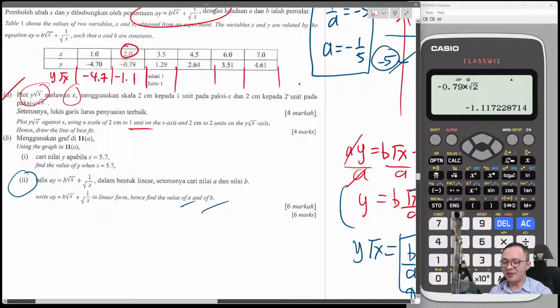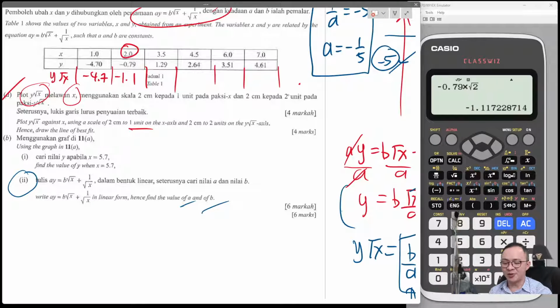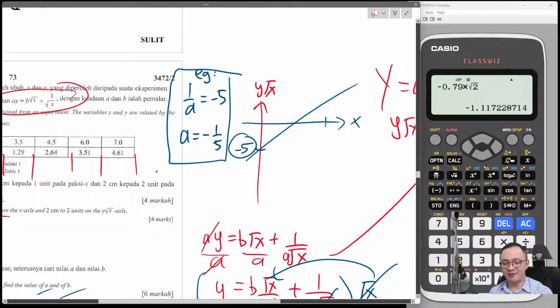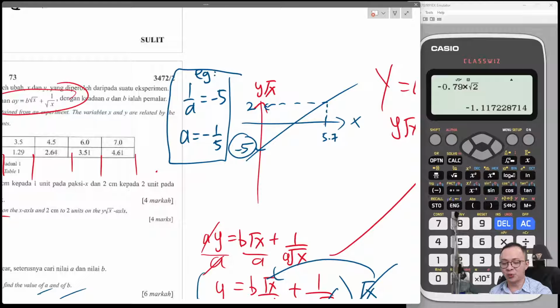Then this one, find the value of y when x equals 5.7. So this one, you find where is your 5.7. And then maybe you will get some value. Maybe you get a value 2 here. Don't be so happy and straight away say y equals 2. It's wrong. Why? Because you are no longer on the y-axis.